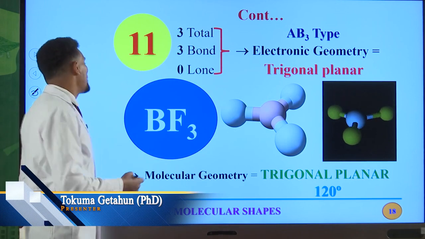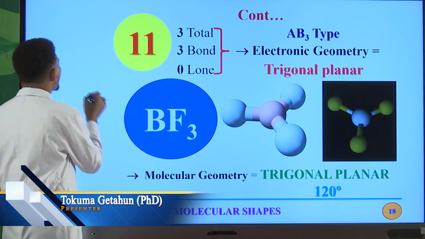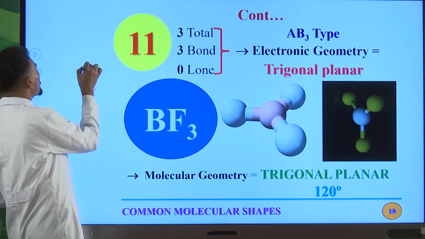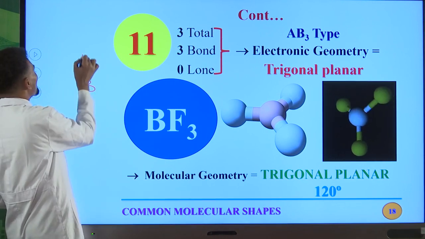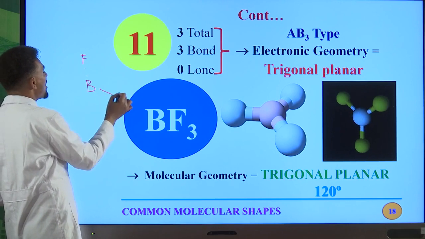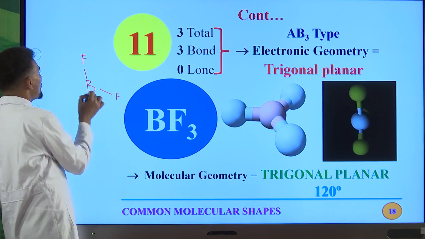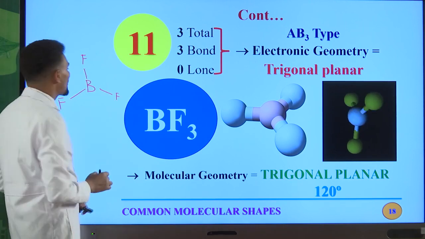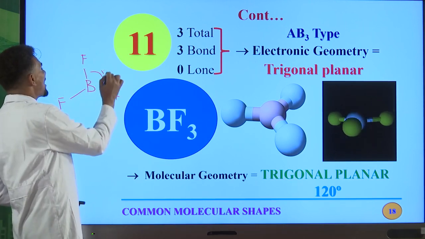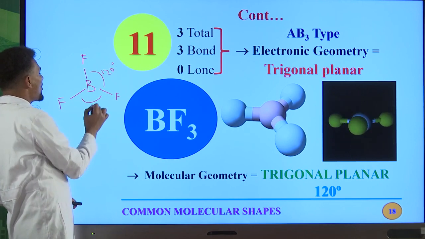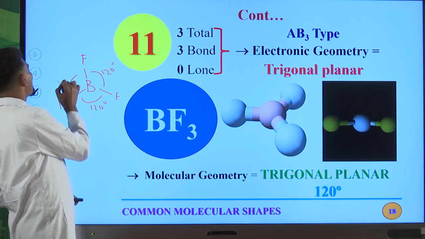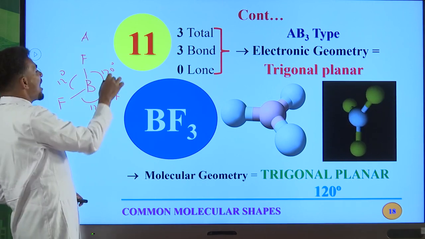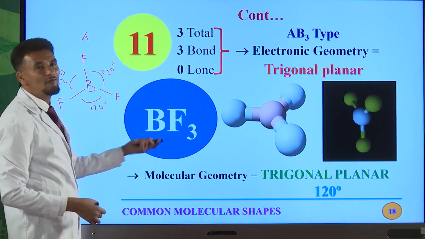BF3 is one best example. You know that boron has 3 valence electrons. So electrons are shared with fluorine atoms. Totally we have 3 fluorine atoms, 3 bonding pairs around the central atom. Therefore, the angle is 120 degrees. This angle is also 120 degrees. This angle is also 120 degrees. B is the central atom, A, okay. How many fluorine atoms do we have? 3 fluorine atoms.